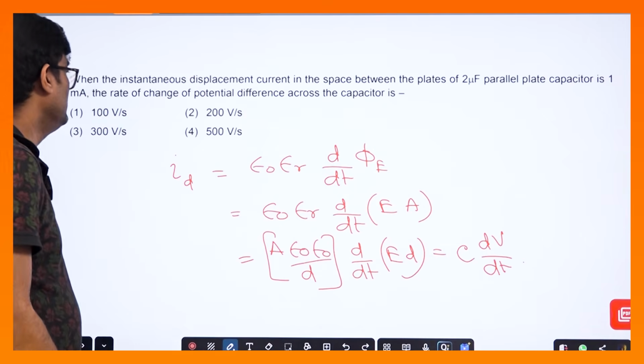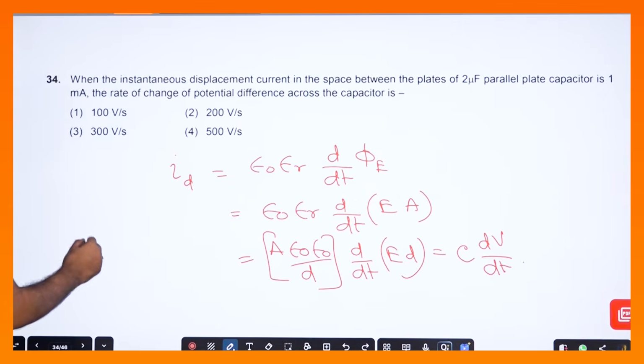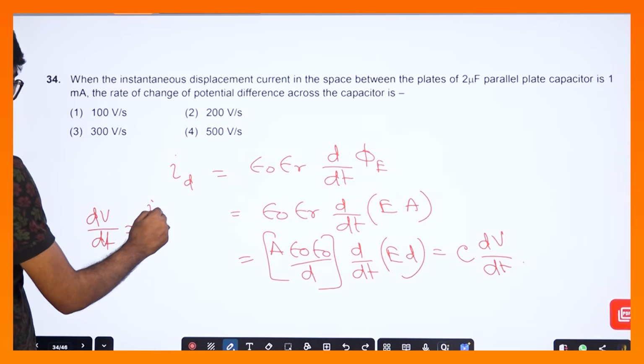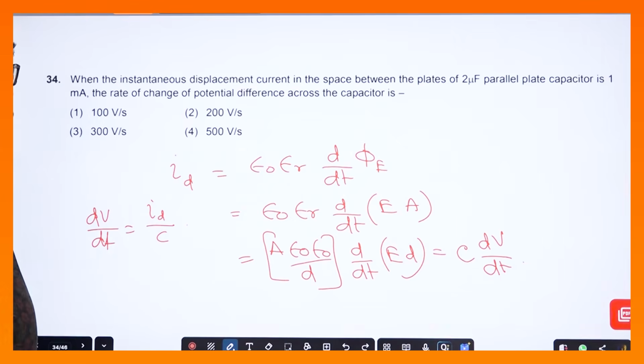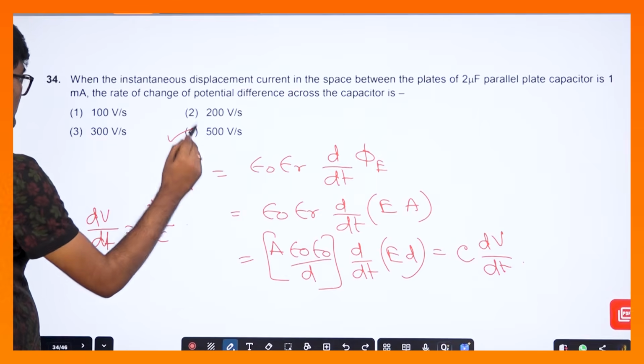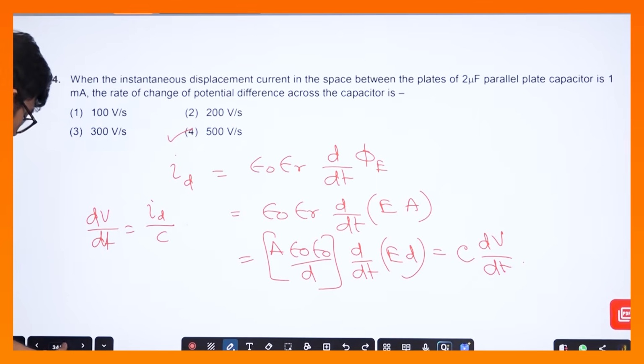I have to find the rate of change of voltage. So dV by dt according to my calculation is Id by C. The capacitance is given 2 microfarad and this current is 1 milliampere. So 1 by 2, it has to be 500 volt per second. All right.